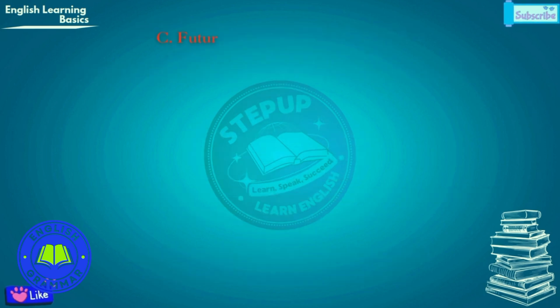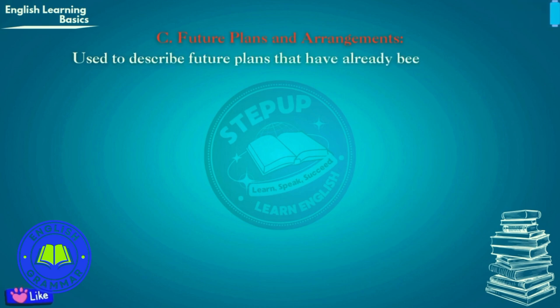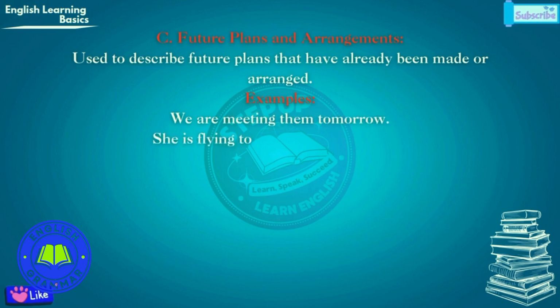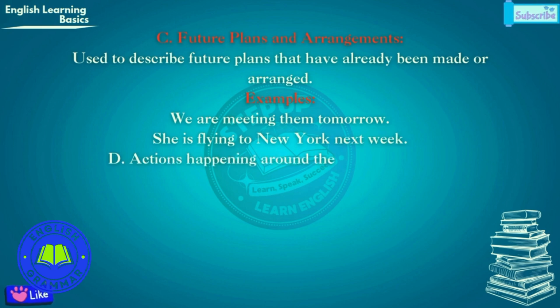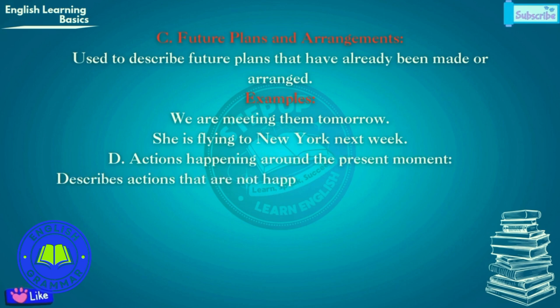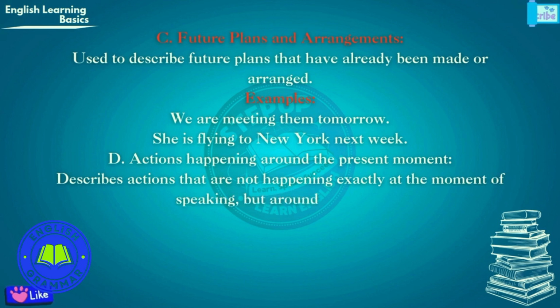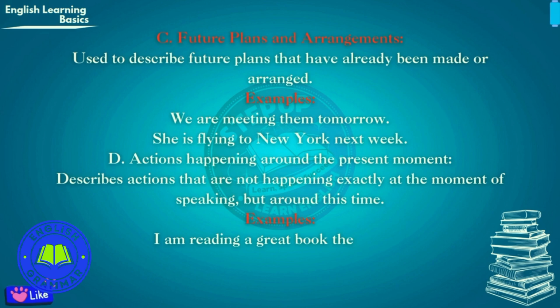C. Future plans and arrangements. Used to describe future plans that have already been made or arranged. Examples: We are meeting them tomorrow. She is flying to New York next week. D. Actions happening around the present moment. Describes actions that are not happening exactly at the moment of speaking, but around this time. Examples: I am reading a great book these days. They are studying hard for their exams.